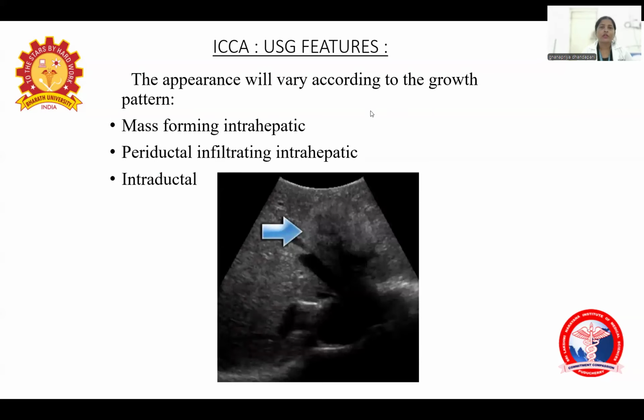The ultrasound appearance varies according to the pattern of growth. It can be either a mass-forming intrahepatic lesion, a periductal infiltrating intrahepatic lesion, or an intraductal lesion. The mass-forming intrahepatic type will show as a variably echogenic, well-defined or ill-defined lesion in the liver, whereas the periductal infiltrating type is difficult to identify. Other than that, we will have ductal or biliary duct dilatation. Similarly, intraductal lesions show biliary dilatation with a mass within the ducts.